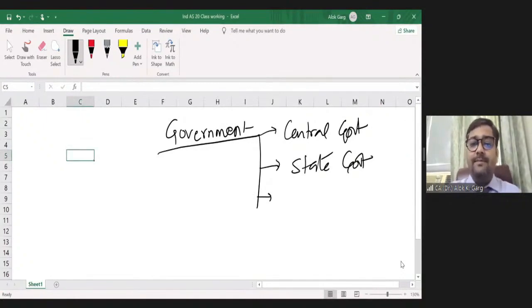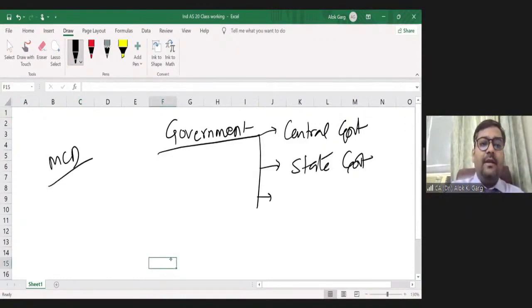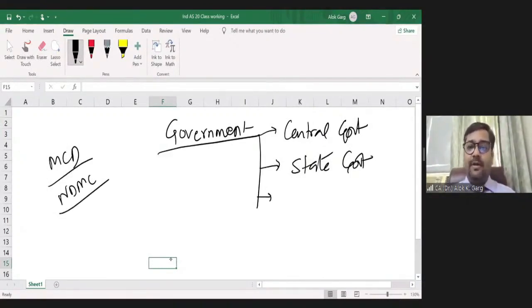Sir, whether MCD, Municipal Corporation of Delhi, Municipal Corporation of Ludhiana. Sir, whether MCD is a government? Yes, MCD is a government body. Sir, whether NDMC, New Delhi Municipal Corporation is a government? Yes, it is a government body.